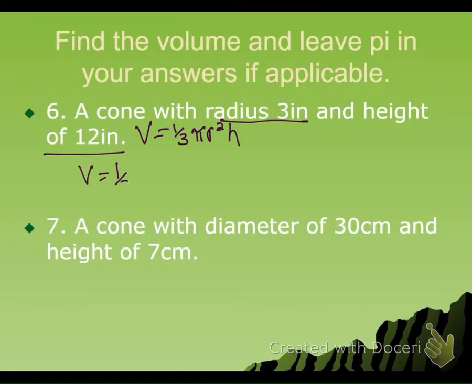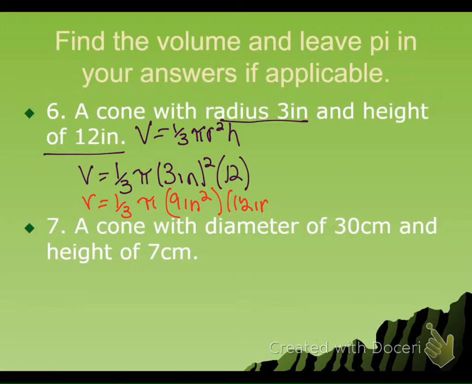So we have volume equals 1/3 pi. What's our radius? 3. So it's going to be 3 inches squared. And what's your height? 12 inches. Okay, so this one tells us we can leave it in terms of pi. So we're going to do 3 times 3, which is? 9. So we have 1/3 pi times 9 inches squared times 12 inches.